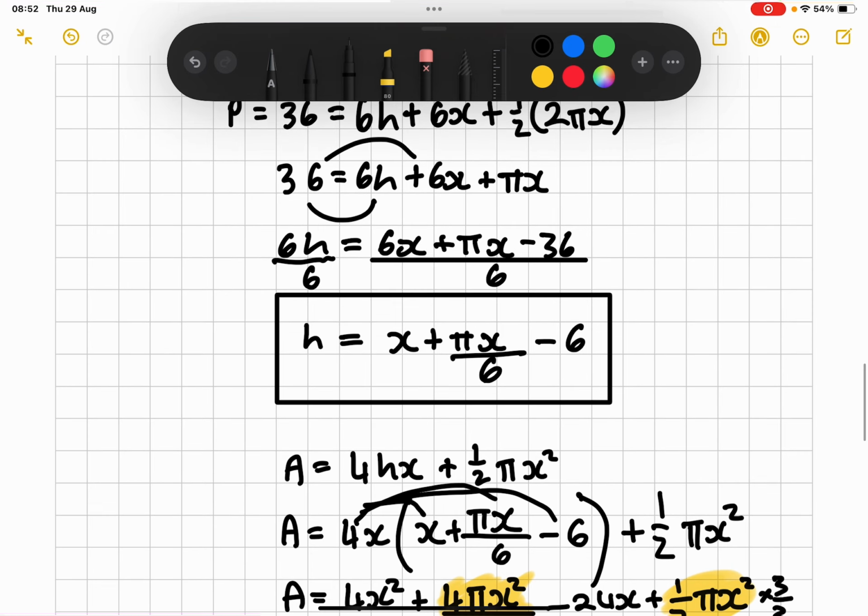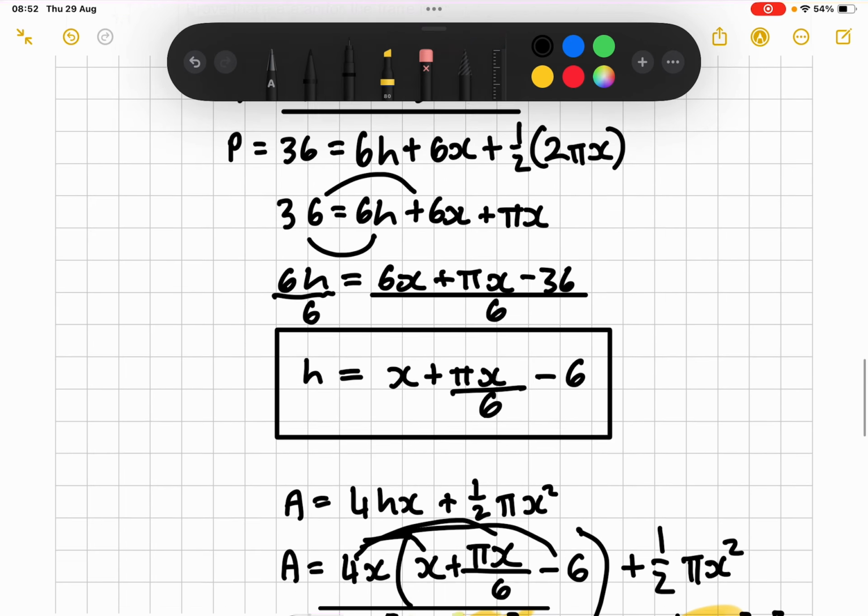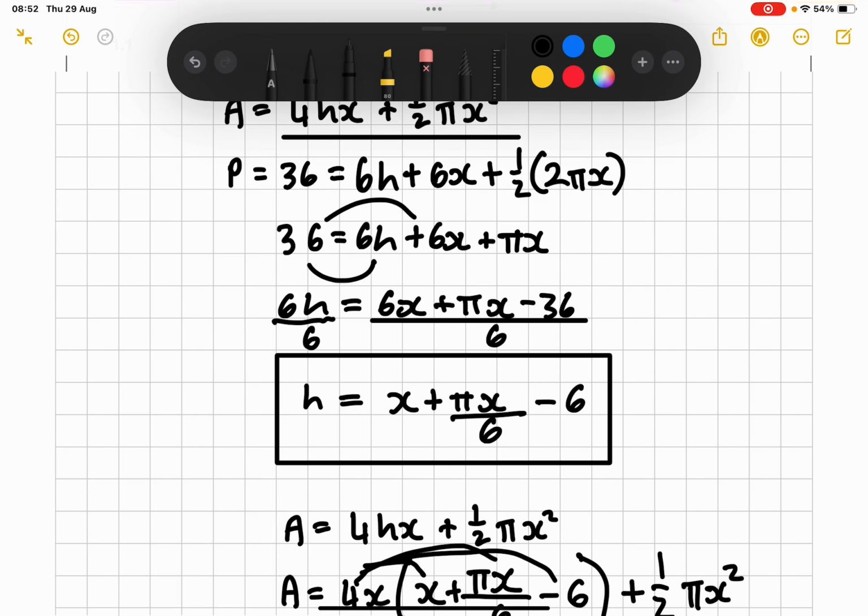Have I done something wrong here? I have done something wrong. So apologies for that. I can see already I've done something wrong. I'm sorry if you guys are shouting at your screens. So when I took this h over, and when I took the 36 over, this 36 obviously got a negative. This h should have got a negative.